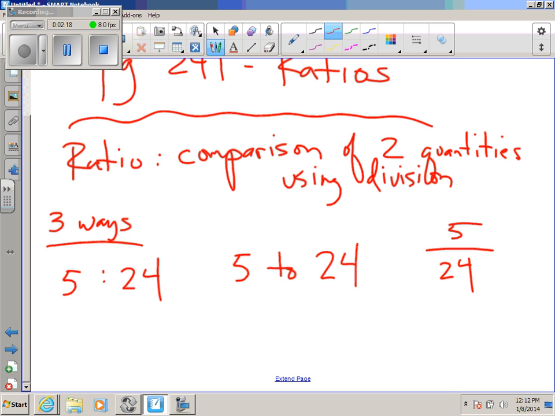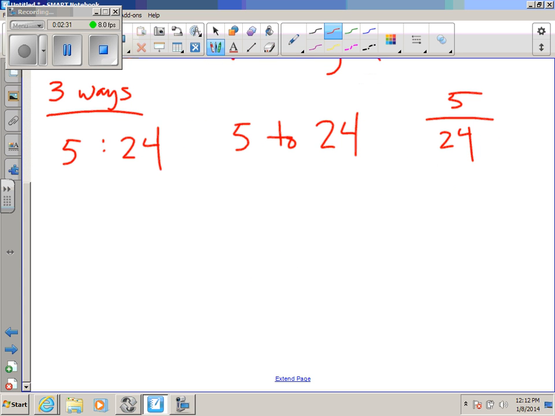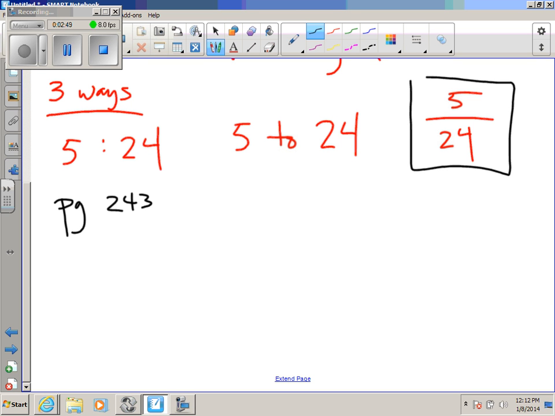But any question as to how you write the ratios? So let's take a look at page 243. Pardon me? Yeah? Yeah, you can choose, but by and large, that way is still going to be the easiest for you, unless they tell you specifically what way they want you to write it.